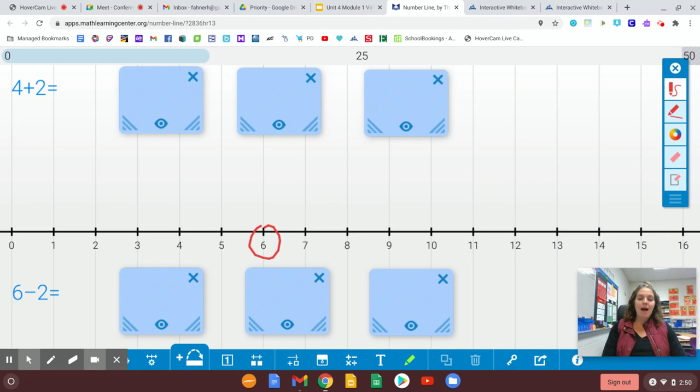Now this one says minus, so am I going to jump forward or am I going to jump backward? I'm going to jump backward because I'm taking away, and when we subtract, our number should get smaller. So we're going to jump backward 2 spots. 1, 2. What's my answer, everybody? 4. Good work.